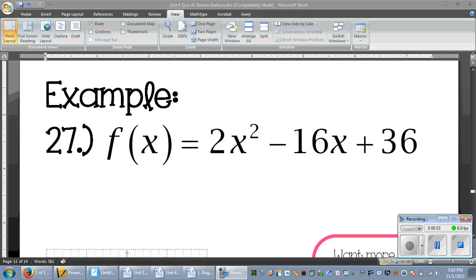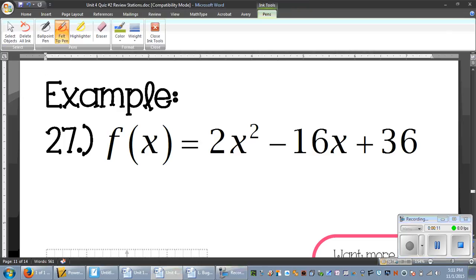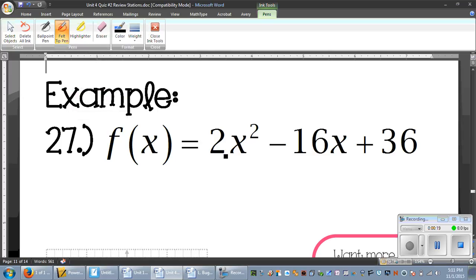Make sure when you are graphing that you read the directions first, because some of the problems actually say to complete the square and change from standard form to vertex form before graphing. So in this example, we're going to switch from standard form to vertex form. And the leading coefficient is not 1, which makes this process a little bit more difficult.